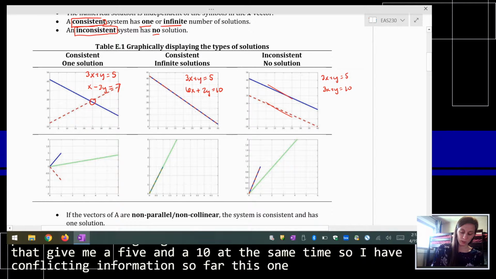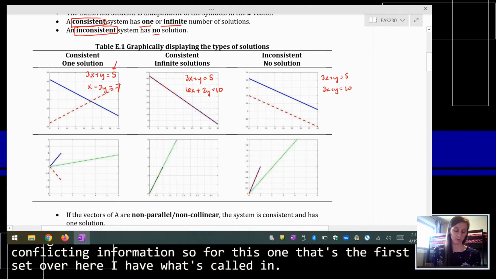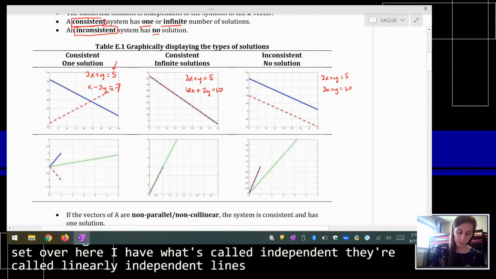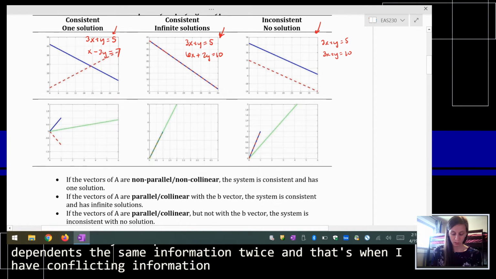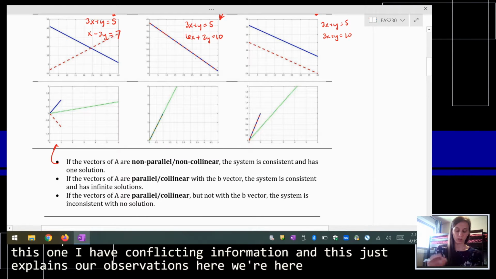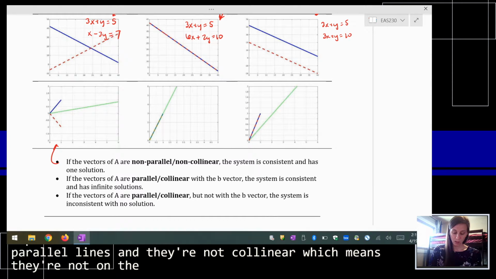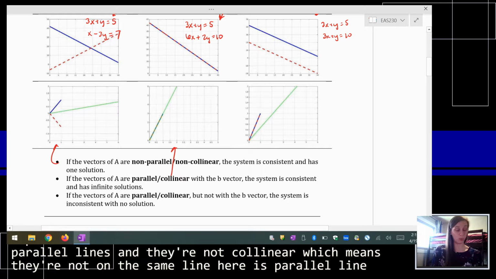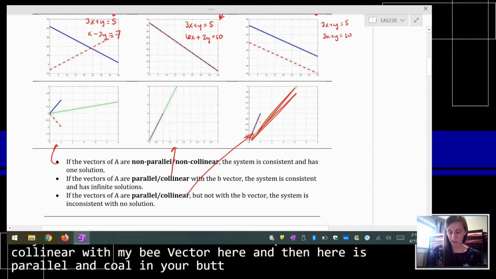So for this first set over here, I have what's called independent, or linearly independent lines. This one I have dependent lines. It's the same information twice. And this one I have conflicting information. And this just explains our observations here. Here is non-parallel lines, and they're not collinear, which means they're not on the same line. Here is parallel lines and collinear with my b vector here. And then here is parallel and collinear, but this here is separate.